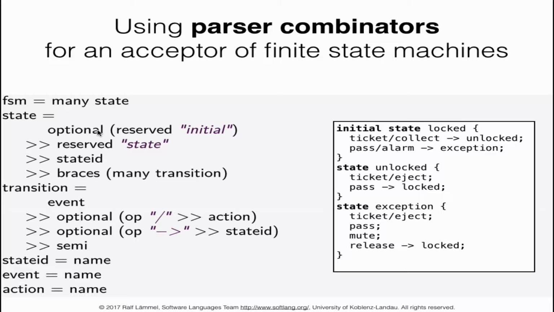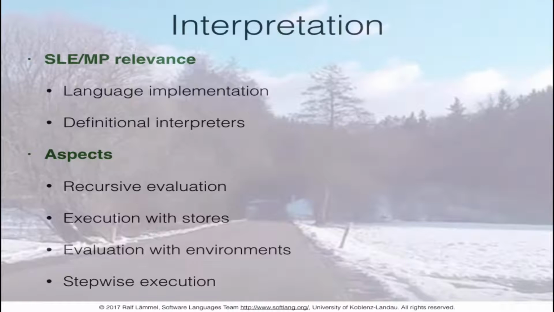So we use these parser combinators to assemble an acceptor for finite state machines. Next topic, interpretation. Quite obviously, this is at the heart of software language engineering, because interpretation is one major style of language implementation, and also it gives rise to the notion of definitional interpreters. That is, we use one language that we understand very well to implement another language so that we understand this object language also very well.